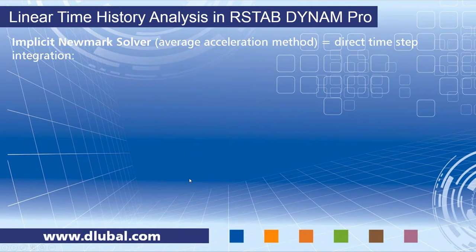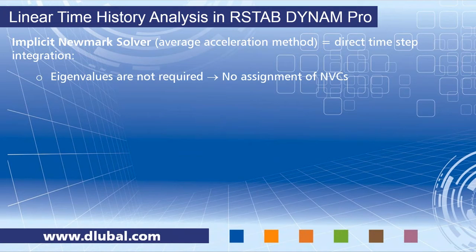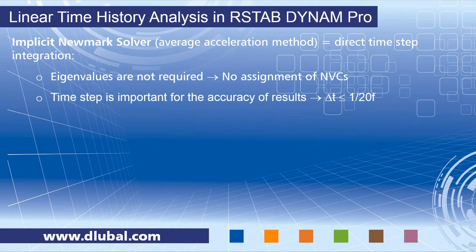The second solver we offer is the implicit Newmark solver. This is a direct time step integration. So here you do not need any eigenvalues. You do not have to assign natural vibration cases. Instead, you have to ensure a quite small time step. The time step is important for the accuracy of the results. There is a recommendation that you find in the literature. It's provided here as a formula, 1/20f, where f is the frequency. Here you need to consider the natural frequencies of your structure and also the frequency of your excitation. Both are important here.